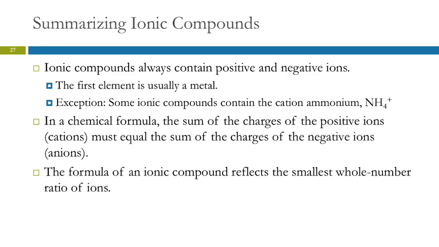So ionic compounds always contain positive and negative ions. The first element is usually a metal. The one exception you need to know about is the ammonium ion. That is a polyatomic cation that we will see in ionic compounds, so you need to know that one. The sum of the charges, positive and negative, add up to 0. That means we have an equal number of positive and negative charges. The formula for an ionic compound is the smallest whole number ratio of ions. That is almost always, like 99%, the empirical formula, the lowest ratio.